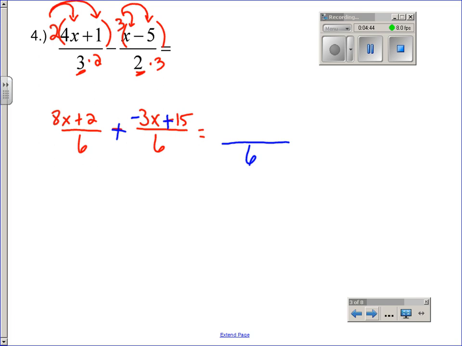So 8x plus negative 3x is 5x. 2 plus 15 is 17. Now from here you look, can I factor 5x plus 17? Do they have a greatest common factor? No. Can I simplify anything there? If you can't, that is your answer.